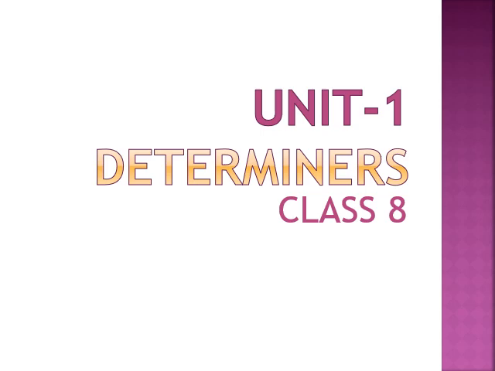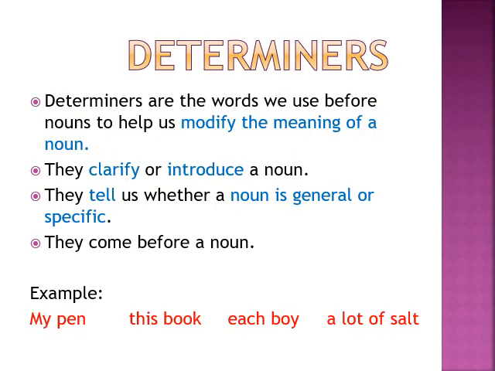So today we are going to study determiners. Determiners are the words we use before nouns. They are used before nouns to modify the meaning of a noun. They are used to clarify or introduce a noun. They tell us whether a noun is general or specific. That means they tell us whether the noun we are talking about is a particular person or thing, or we are talking about anything in general.